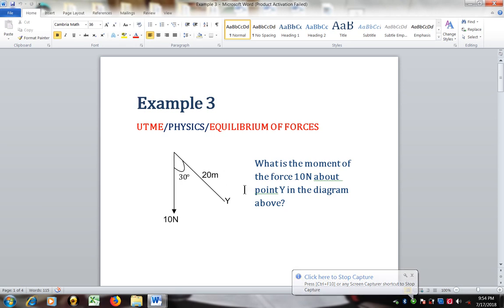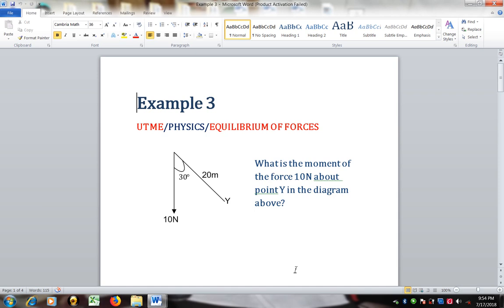The question we have here is to find the moment of the force 10 Newton about point Y as shown in this diagram. This is UTME physics on equilibrium of forces. We want to find the moment of this force 10 Newton about this point, right?